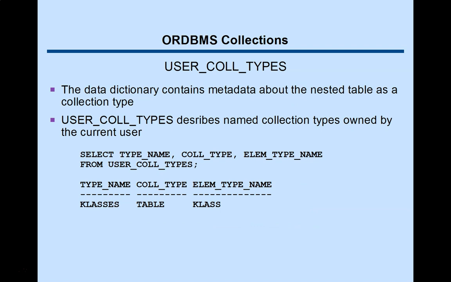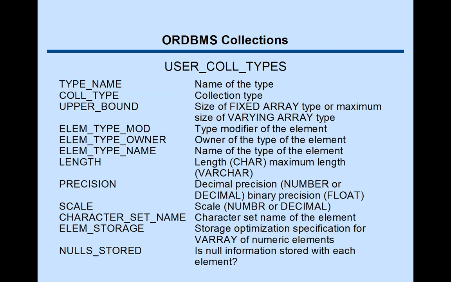Another more general metadata source is what's called user coll types, which contains information about our collections. At the moment, the only collection we've worked with is a nested table. So when we query user coll types, we see that we have this table type called classes, and it is a nested table. The collection type is table, and it is a collection of class objects. And here you find the description of the columns within user coll types.